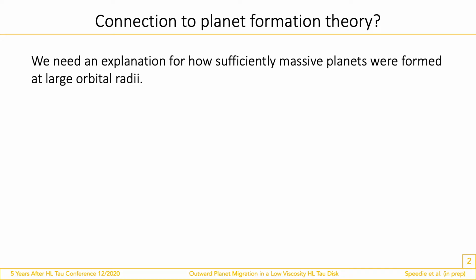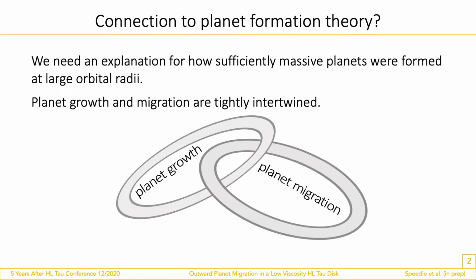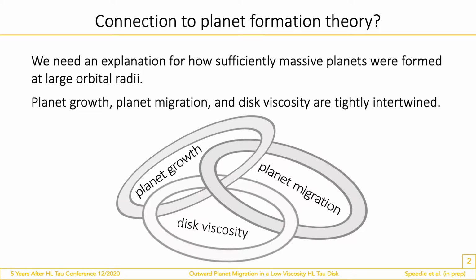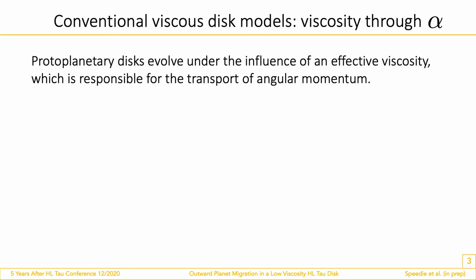So how can we form dust gap opening planets with large semi-major axes, by which I mean out at tens of AU? Planet growth and planet formation are tightly intertwined, and as the results of the work that I'm presenting to you today stress, planet growth and migration also depend on their natal disk's viscosity. So a little background on viscosity.